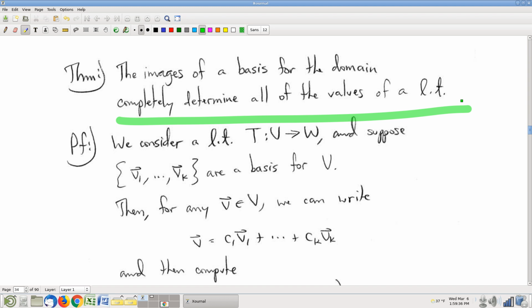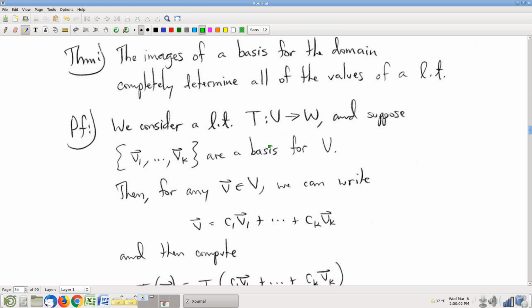This suggests that even though this vector space V has infinitely many vectors in it, that's a lot, right? Even though it's got infinitely many vectors, if you tell me the value of T just at a handful, then I can automatically tell you all the rest. This seems like an outrageous suggestion. So let me prove this fact for you.